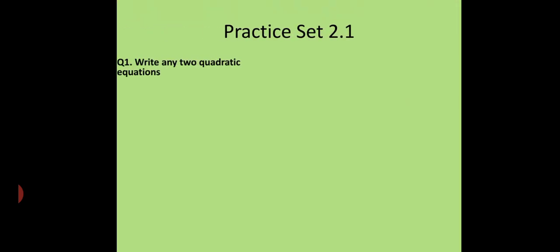Now practice set 2.1. Question 1. Write any two quadratic equations. Students, this is the open-ended question. It means that you have to write any two quadratic equations by using any variable from alphabets A to Z. You can use any alphabet as a variable. First example, I have written here x square plus 5x plus 6 equal to 0. You can write any values, that is real numbers, and any variable. Second example, y square minus 6y minus 8 equal to 0.